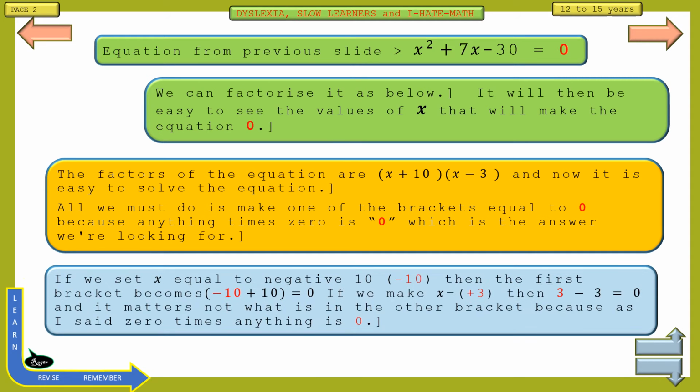If we set x equal to negative 10, then the first bracket becomes negative 10 plus 10, which equals 0. If we make x equal to plus 3, then 3 minus 3 equals 0. And it matters not what is in the other bracket, because, as I said, 0 times anything is 0.